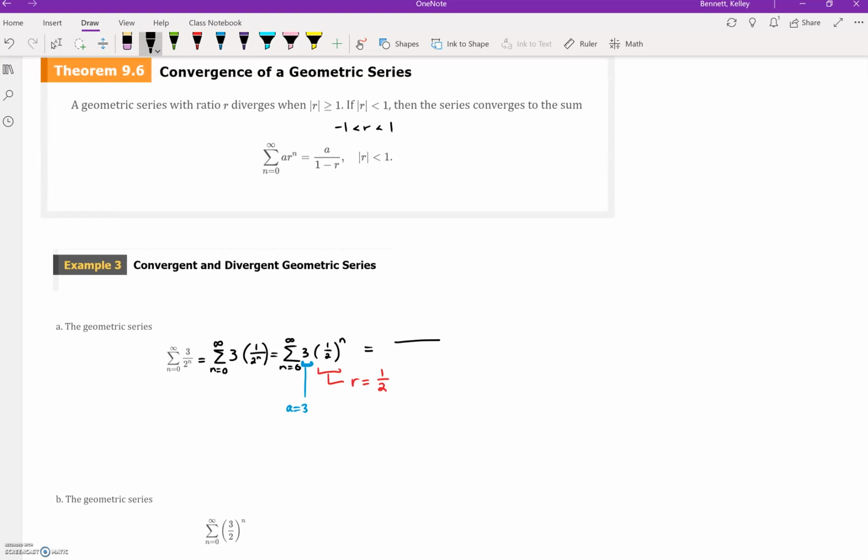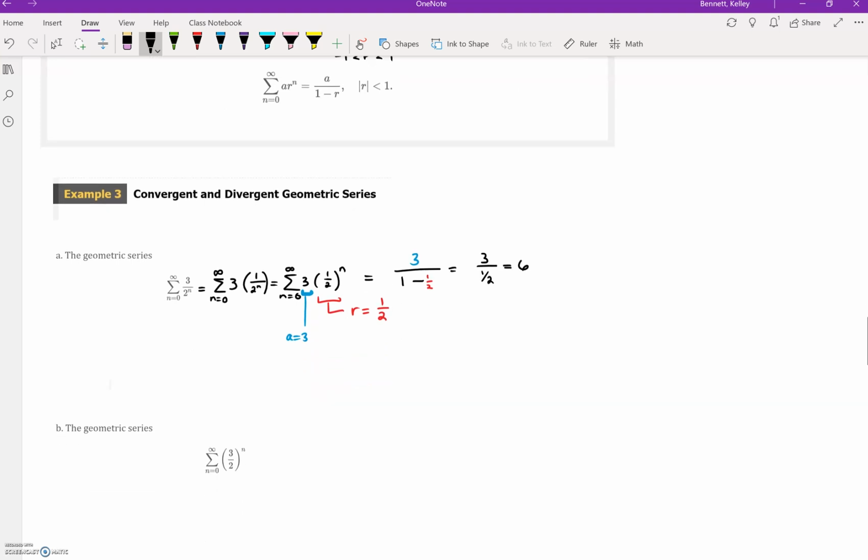So we're going to apply theorem 9.6. So we get a over 1 minus r. We know that a was 3 and r was 1/2. So if we go ahead and work this out, we'll get 3 over 1/2. So we should end up with 6.